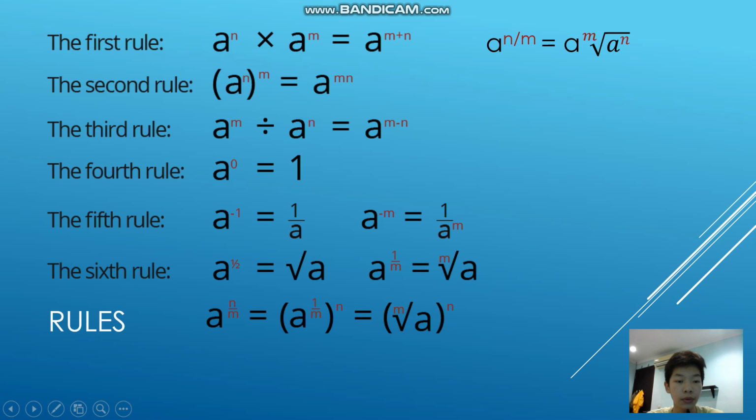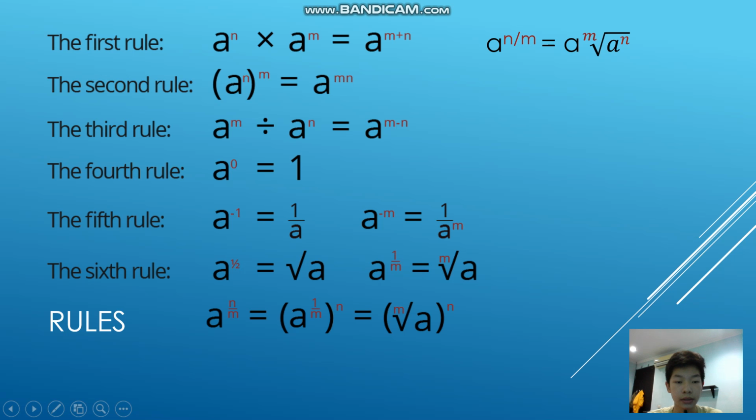As for the fifth rule, a to the power of negative 1 is equal to 1 per a. You can remove the negative sign on the indices if the base number becomes 1 per that base number. So a to the power of negative m is equal to 1 over a to the power of m. The negative sign is deleted, but the base number becomes 1 per that base number.